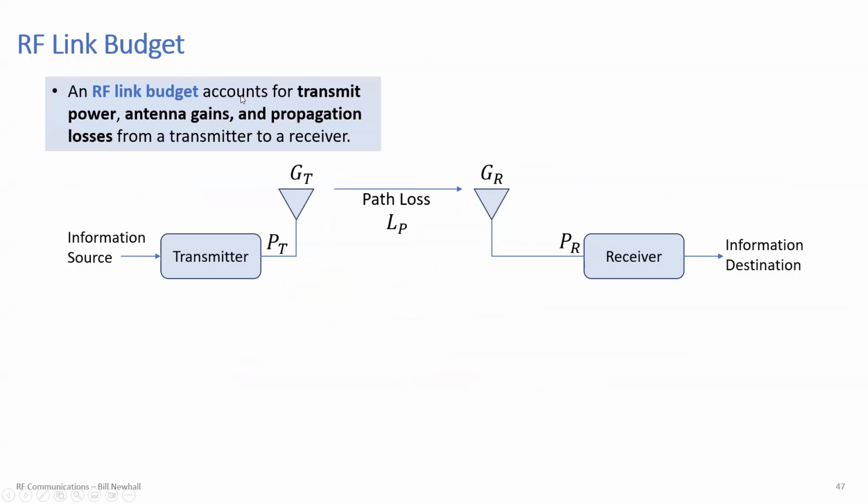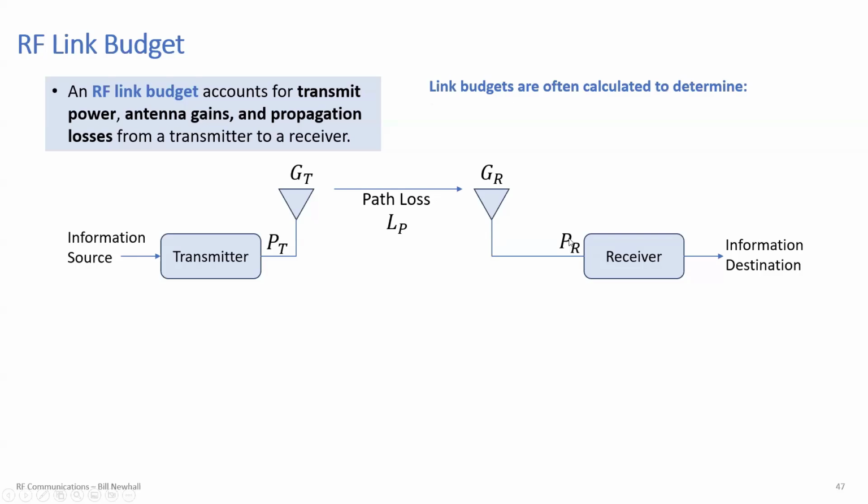An RF link budget accounts for transmit power, antenna gains, and propagation losses from a transmitter to a receiver. So I have an information source, a transmitter outputting PT transmit power into an antenna that has GT gain. I have path loss, LP. I have a receiver antenna with gain GR, and I receive power PR here, and I care about that received power and its signal to noise ratio.